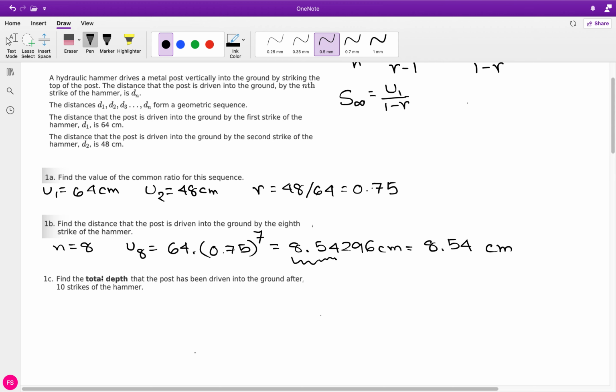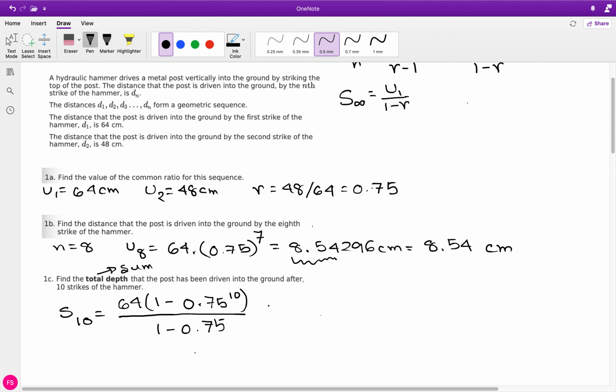1c, we have to find the total depth. Total means the sum, always. The total depth that the post has been driven into the ground after 10 strikes of the hammer. That means we need to find the sum of the first 10 terms of this series. S10 equals u1, it's 64, times 1 minus r to the power of n, r is 0.75 and n is 10, divided by 1 minus 0.75.